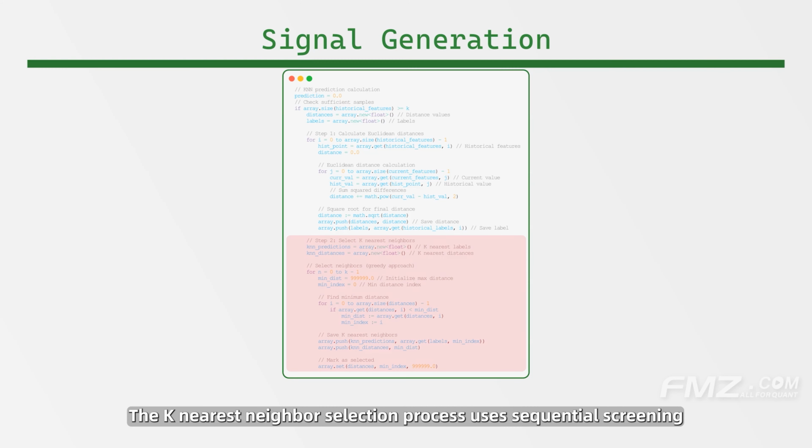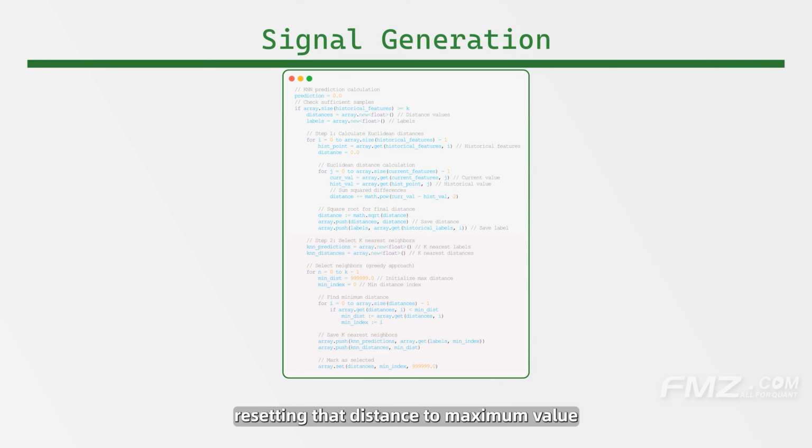valuable for reference. The K nearest neighbor selection process uses sequential screening, finding the minimum distance each time, then resetting that distance to the maximum value.